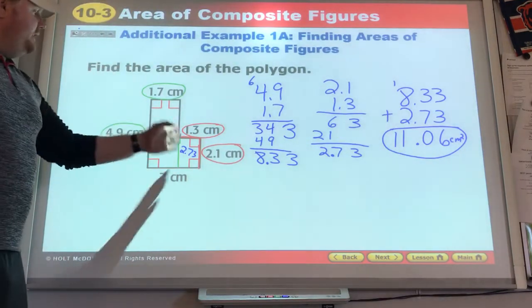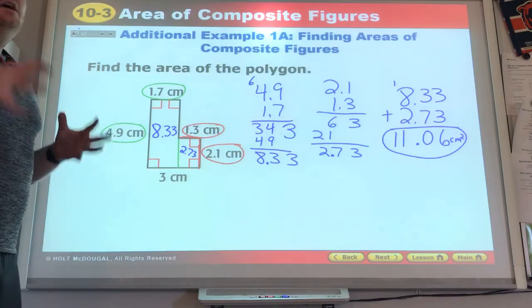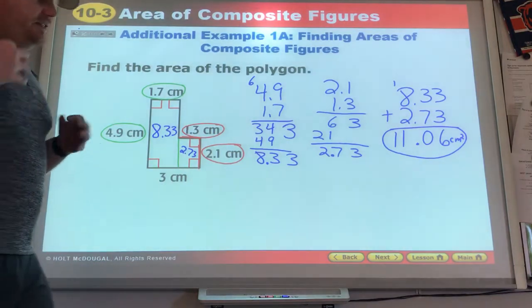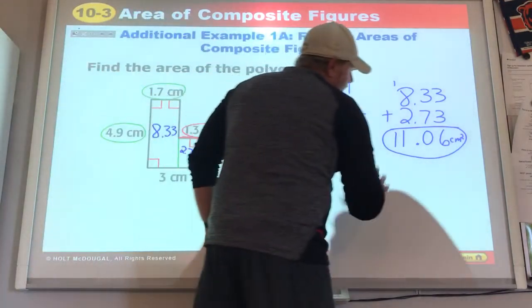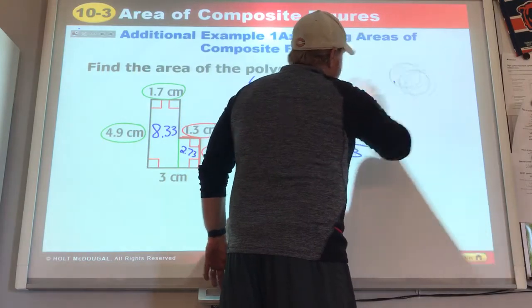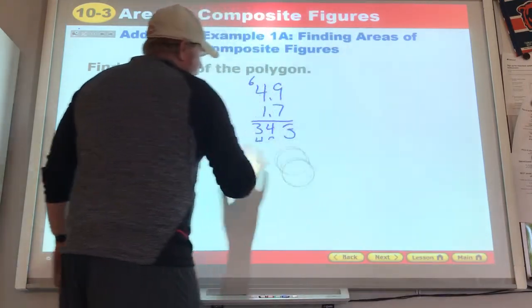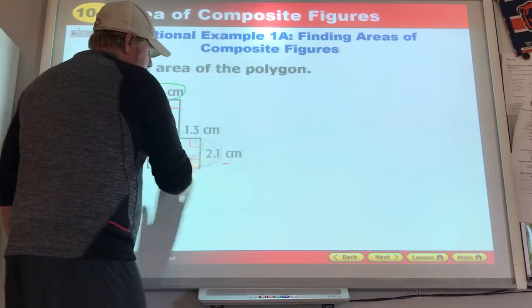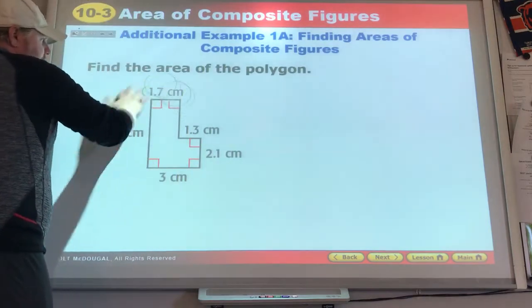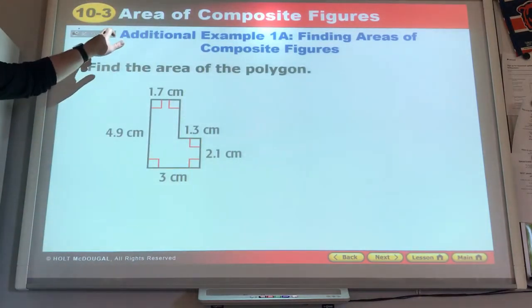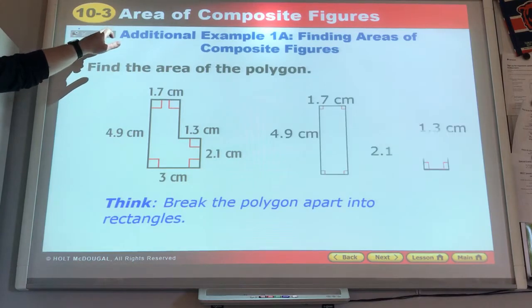Find the area of the individual shapes, add them together. That's the entire lesson today. Some of you will go, oh, I got it. Others of you will go, he's telling me the most confusing thing in the world. Think, please. Let's see how they do it.